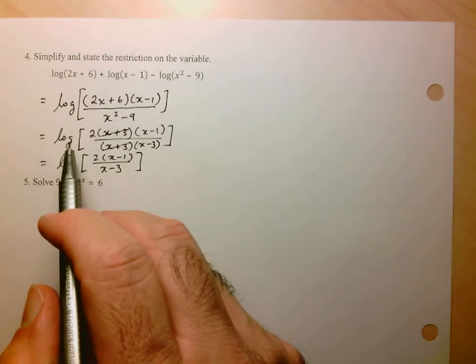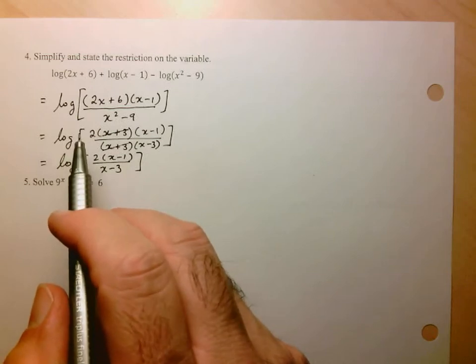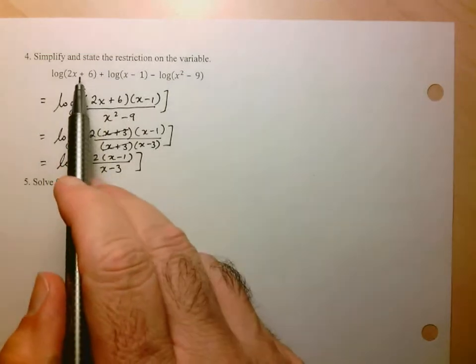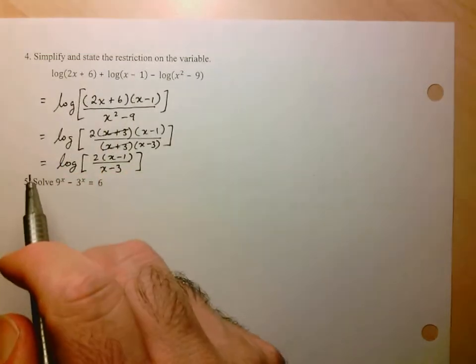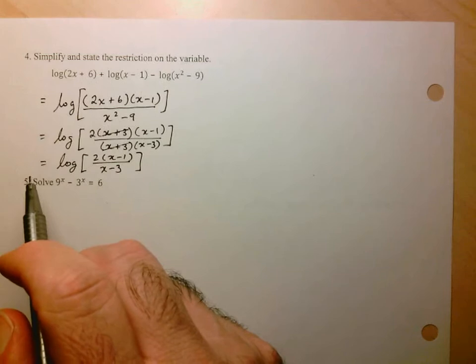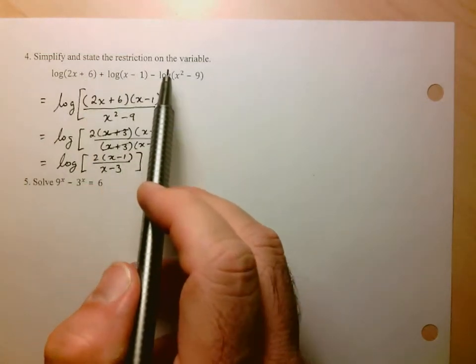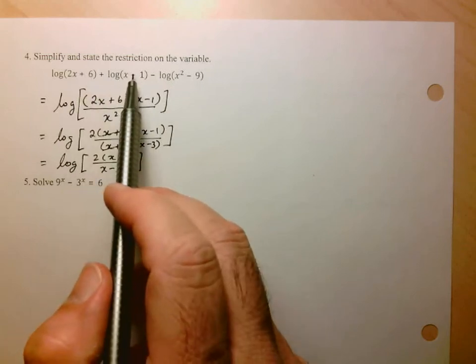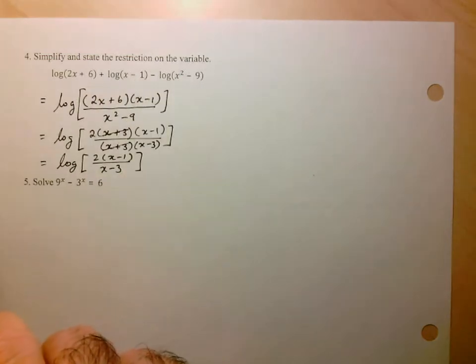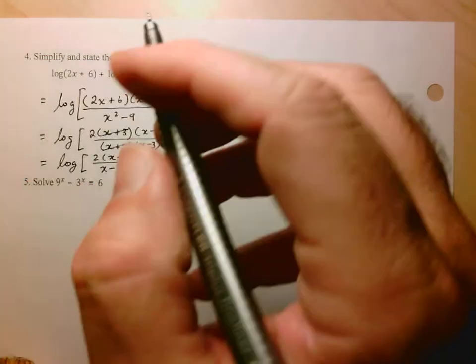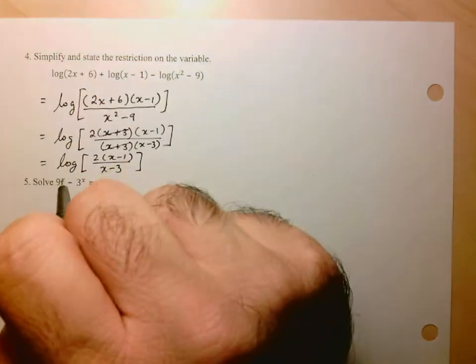We actually need all of these expressions to have positive inputs. So it's very important that we look at the original expressions to determine our restrictions on the variable. So let's take a look here at 2x plus 6.